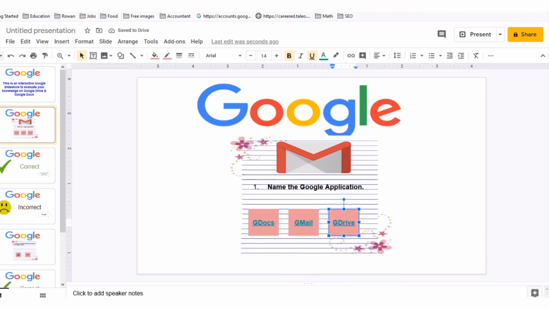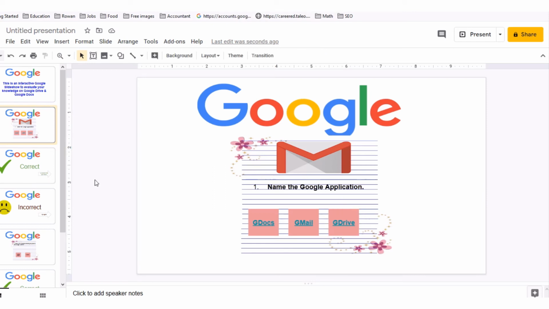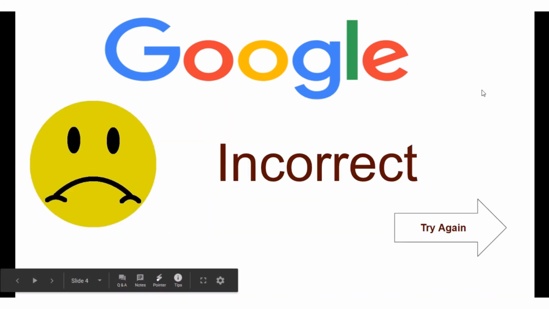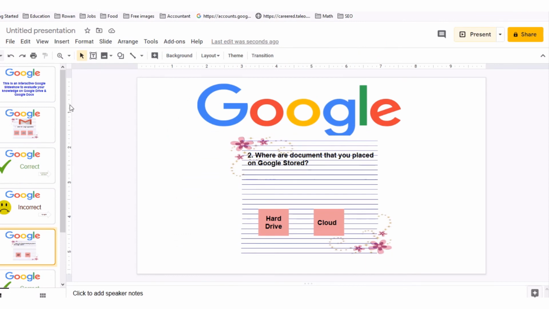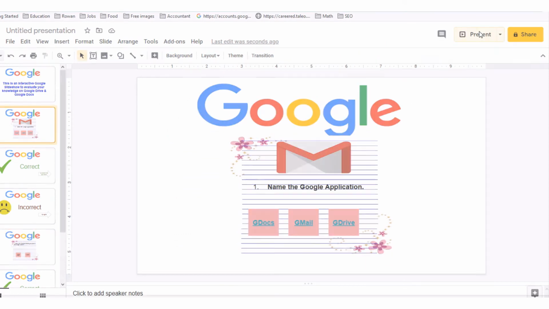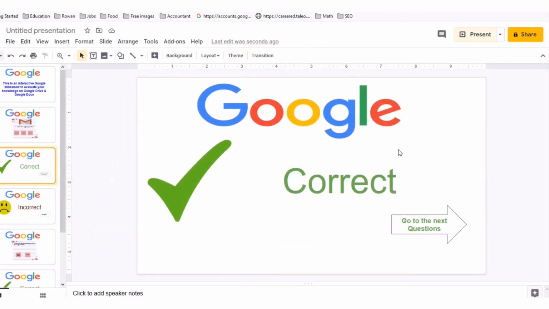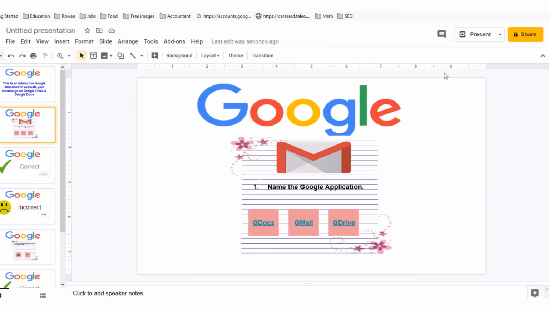All right. So let's just test this for now, just to make sure that we have the correct slides connected to the answers. So for right now, we're just going to go presentation. So if I click on G-Docs, it's incorrect. Okay, very good. So that worked for the G-Docs part. Just testing this part. Gmail, it goes to correct. Okay, that's good. And now let's see for G Drive.